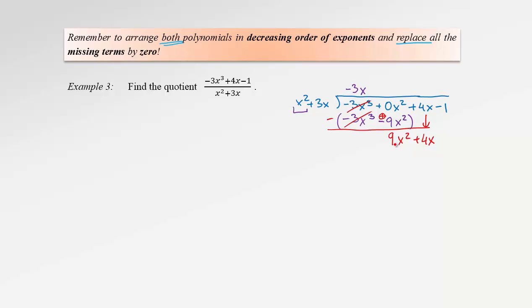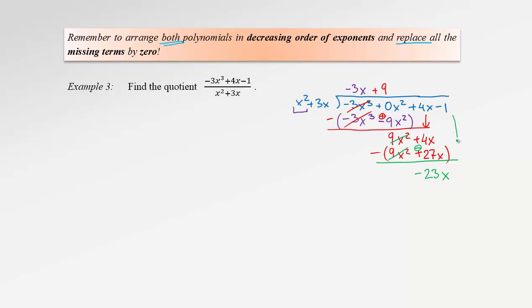X squared goes into 9x squared 9 times. Let's record this, plus 9. Multiply back to check how much we divided out. So it's 9x squared. Remember, when we multiply by entire divisor, so both terms, plus 9 times 3x, 27x. Bracket around, switch the sign. Okay, so this sign becomes minus, and we are adding. So this is gone, and 4x minus 27x is negative 23x.